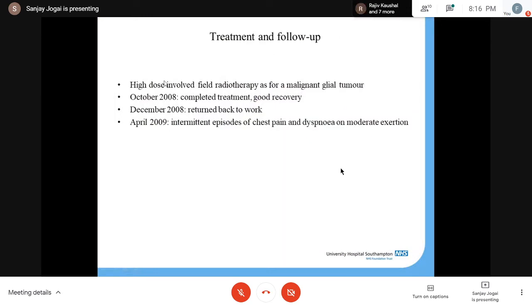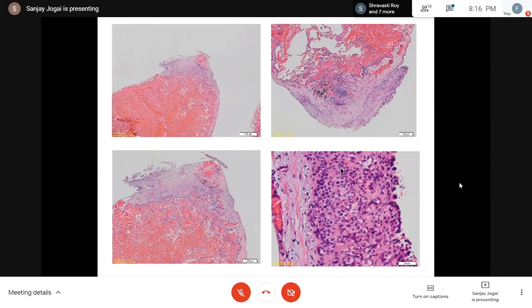So the patient received high dose involved field radiotherapy, as he would receive for a malignant glial tumor. In 2008, he made a complete recovery, good recovery, and returned back to work. In April 2009, he started to have episodes of chest pain and dyspnea on moderate exertion. Now, what they did was, they found on imaging some pleural-based nodules.